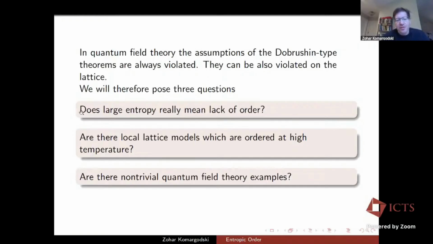So today I want to address 3 questions. Is it actually correct that large entropy means lack of order? I'll show you that the answer is no. Second question is, are there local lattice models which are ordered at high temperature? I'll show you that the answer is yes. And lastly, are there also examples in quantum field theory of order at high temperatures? And for that also, I will show you that the answer is yes.